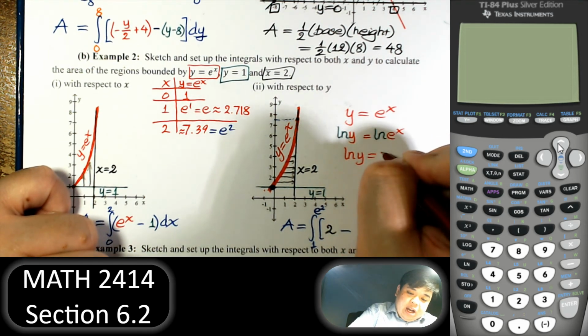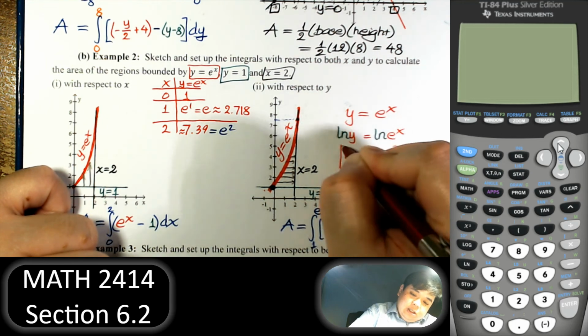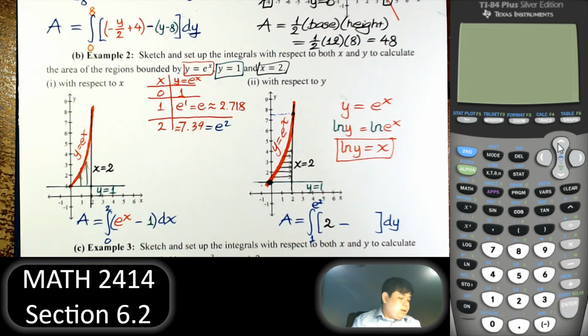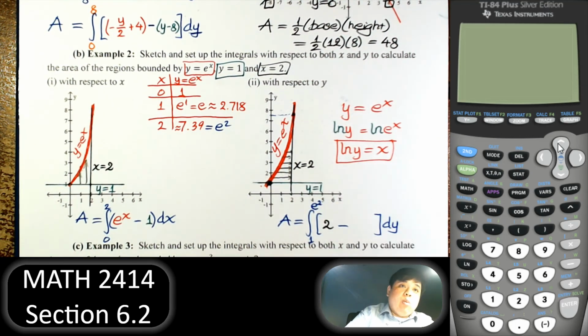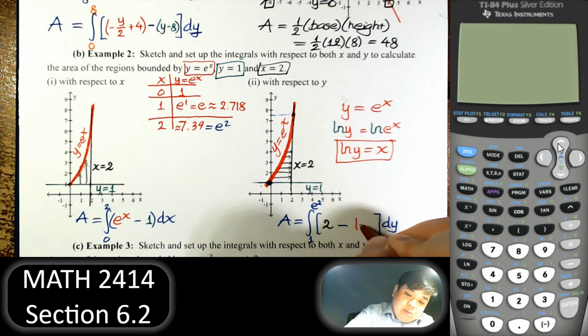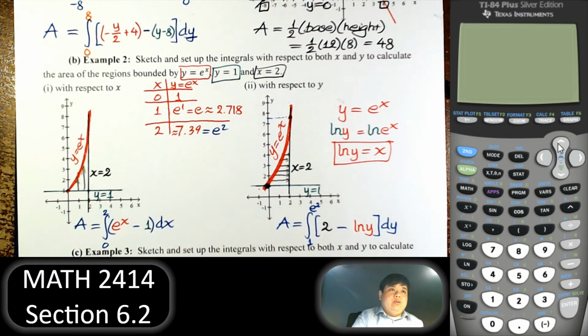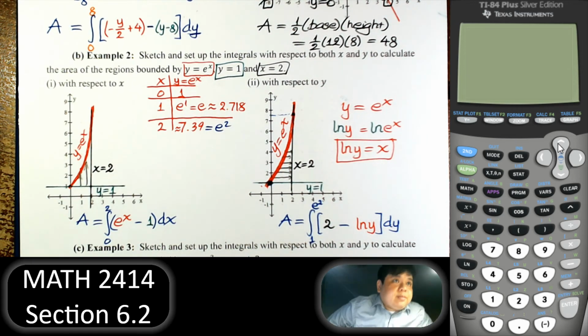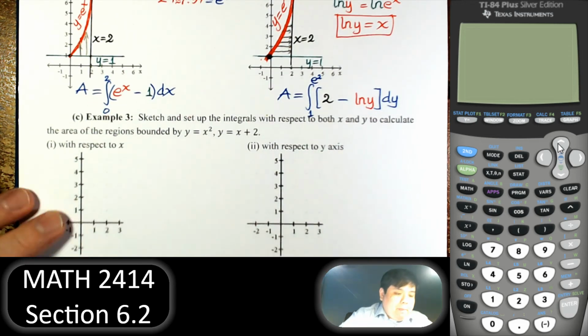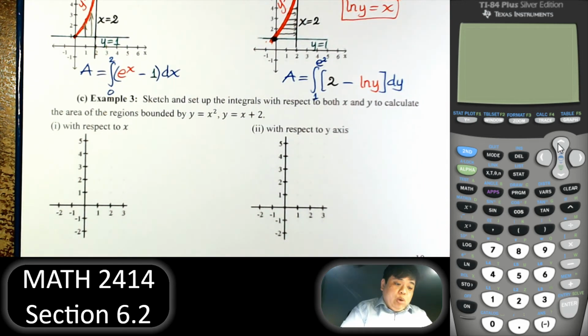Ln of e cancel out, we just have x. So x equal to ln of y, and we're going to put a function of y in here. So either that or that, the area here should be equal to each other. Right. Example 3. Now we do the same thing.